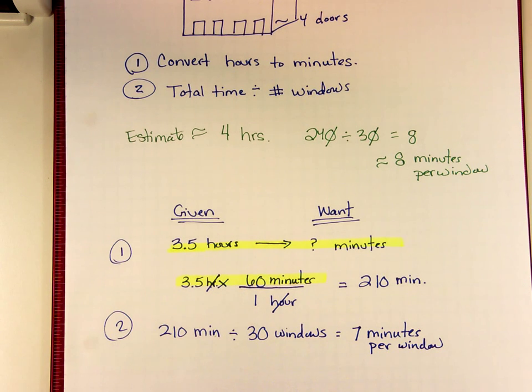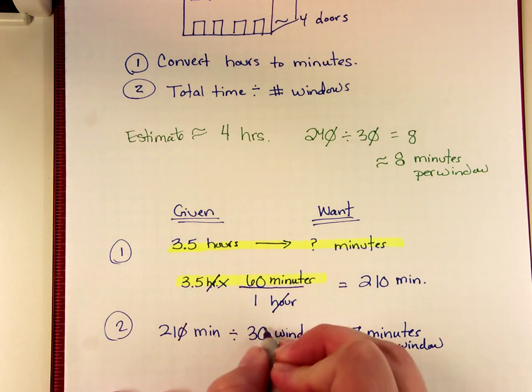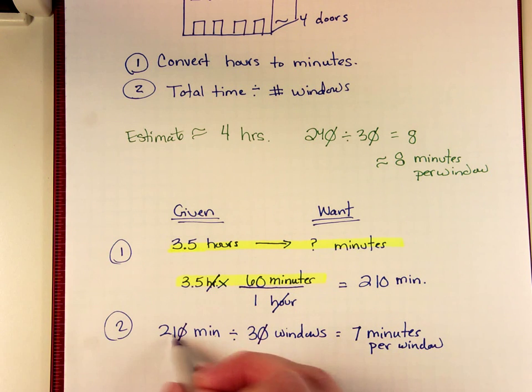Now we're going to double check our math. You could use your calculator to double check it. What I'm going to do this time is just figure out, I'm going to cancel my zeros here. What's 21 divided by 3? 7. 7 minutes per window.